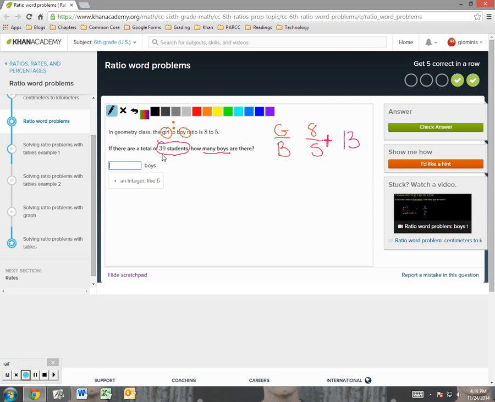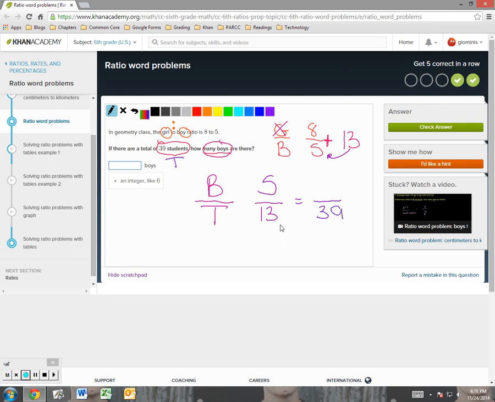Now, we want a total of 39 students, and we want to know how many boys there are. So we don't need the girls anymore. We're actually comparing the boys to the total number of students in the class. I'm going to start with a total of 13 students, and of those 13, 5 are boys. Now the question is, how many boys will I have if I have 39 students? This is the total number of students, so 39 goes on the bottom.